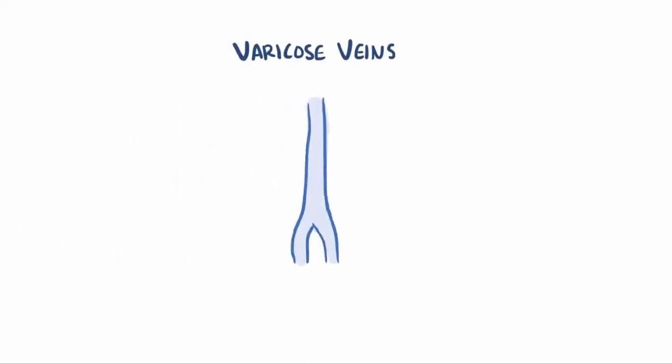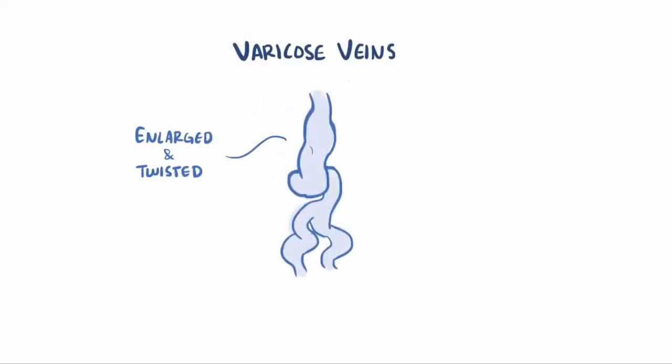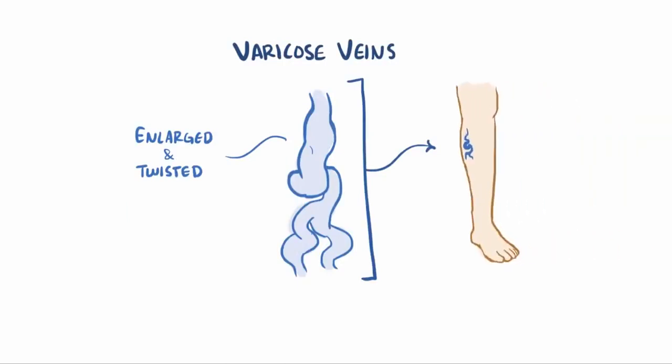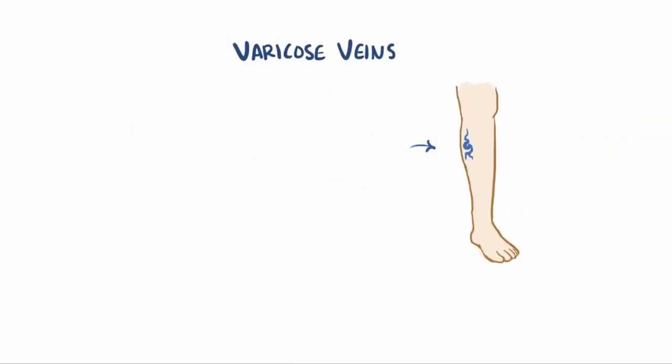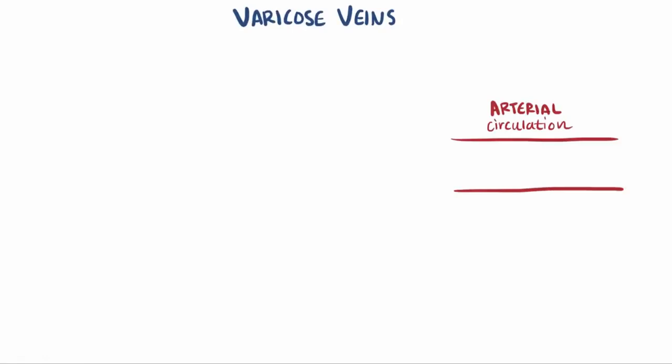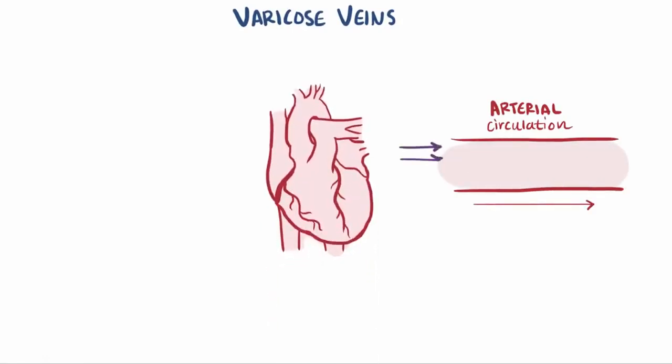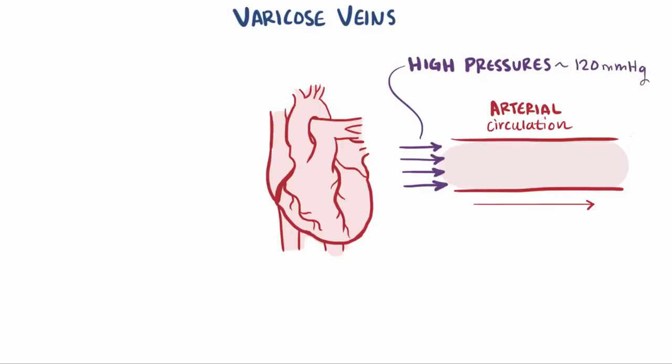Varicose veins are veins that have become enlarged and twisted, and this most commonly happens in the veins of the leg. How do these form? Well, the arterial circulation, going away from the heart, is a high-pressure system, meaning the movement of blood is dependent on high pressures that essentially push it through the arteries, on the order of 120 millimeters of mercury.